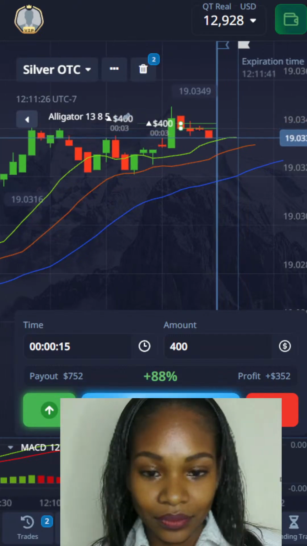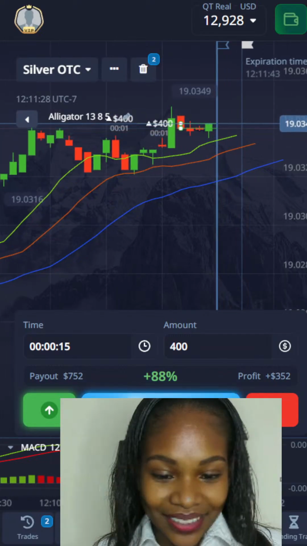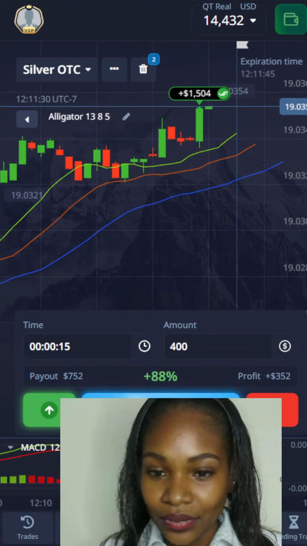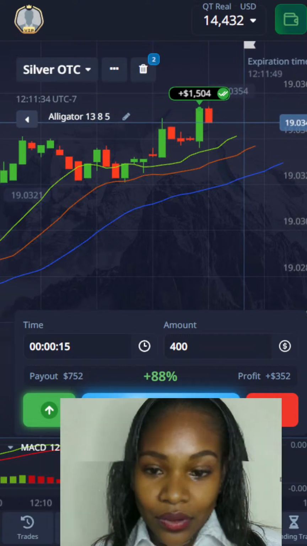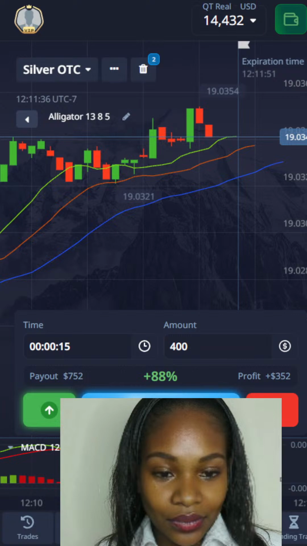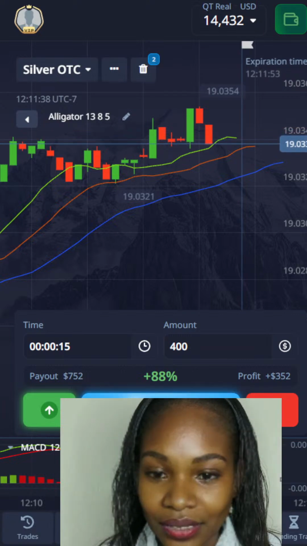Over here trying to catch some beautiful entries. Okay, that is with our uptrend and it's giving us good profits already.